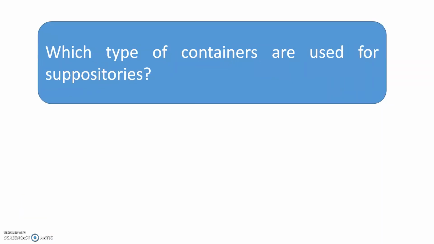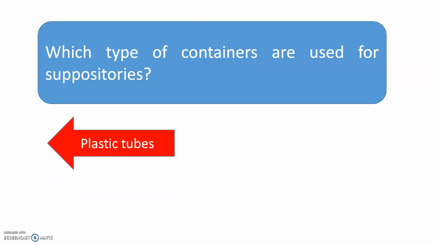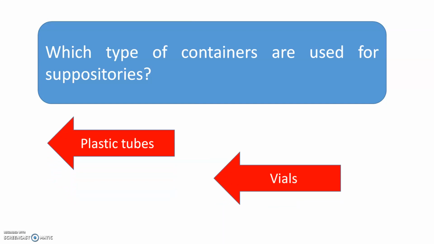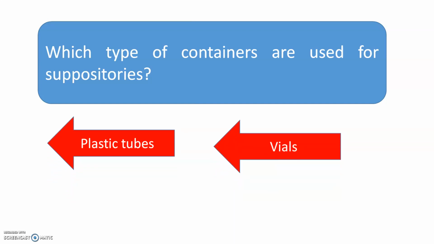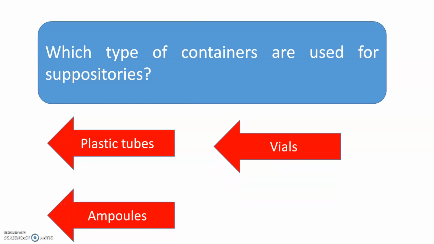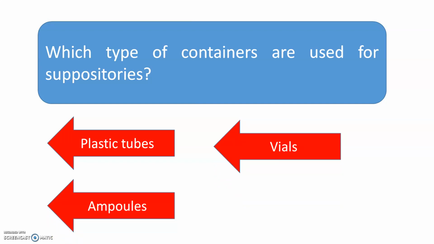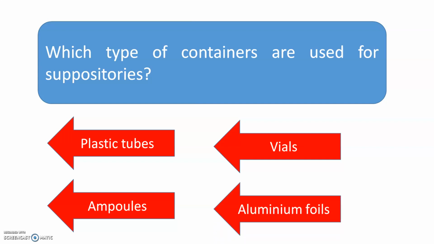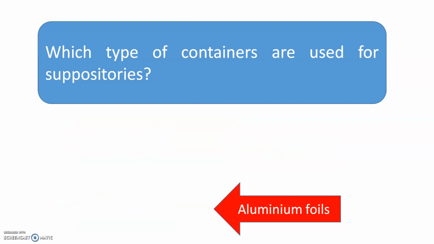Which type of containers are used for suppositories? So when you want to pack the suppositories, which containers are used? Plastic tubes, vials, ampoules, or aluminum foils. And the correct answer is aluminum foils. Suppositories are packed in aluminum foils.